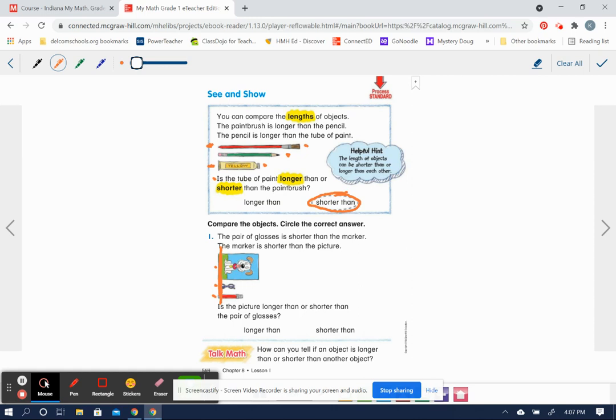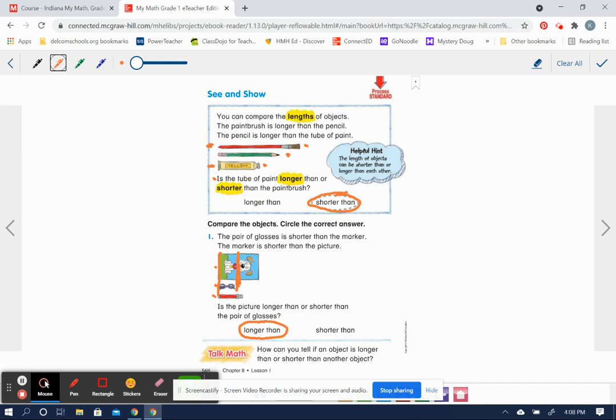whoa, I went a little too far. Let me see if I can erase that. Yeah, there. Okay. And get back to the pen. Okay, so notice how all three of these things are lined up the same here on one edge. Then we can look over here. If we're comparing the picture and the glasses, then we can see that the picture sticks out farther than the glasses. And that's how we know that the picture is, yes, longer than the glasses.